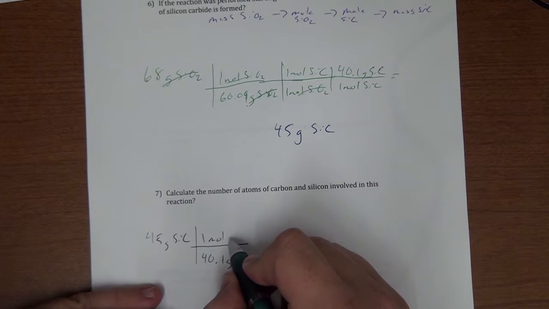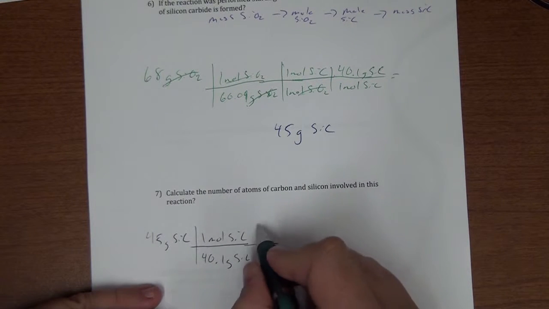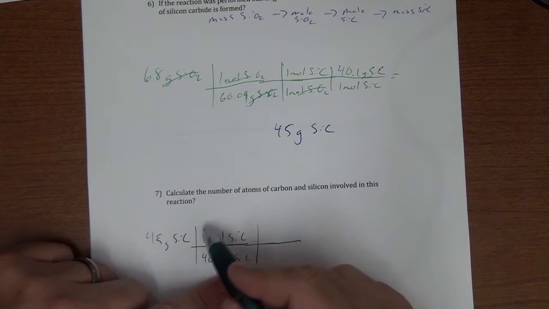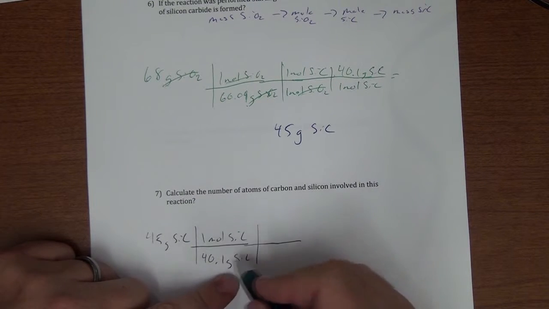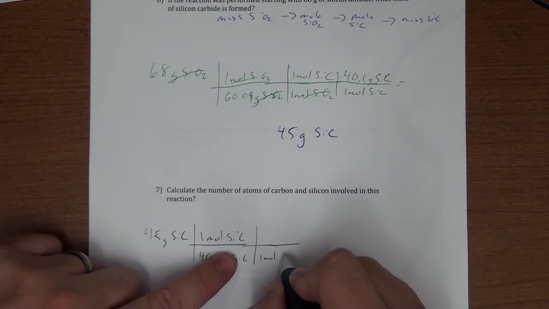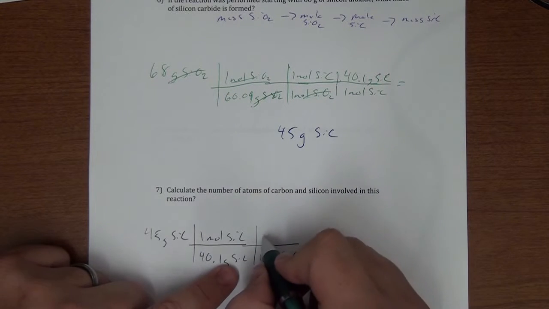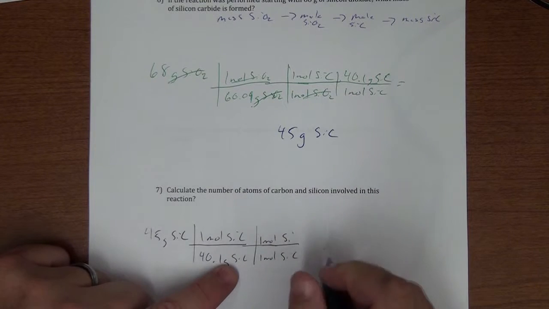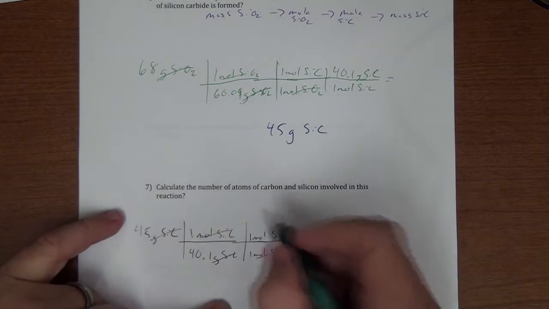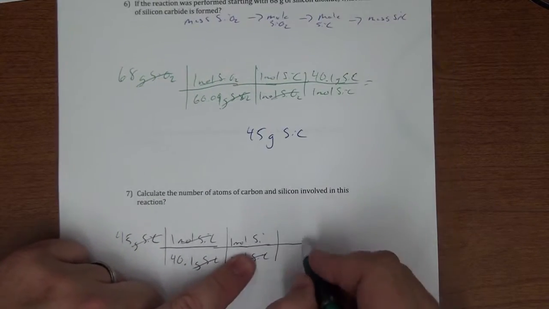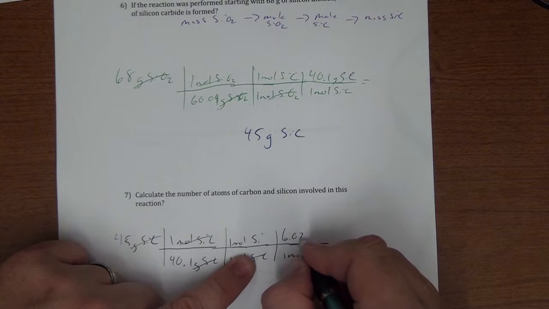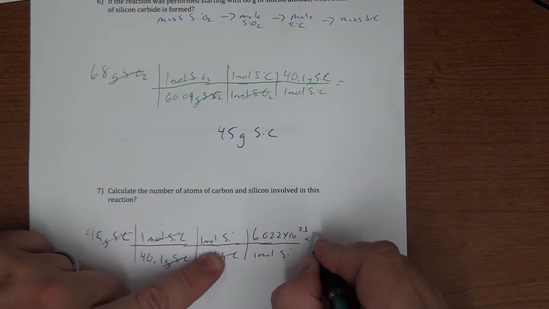So 40.1 grams of silicon carbide gives us 1 mole of silicon carbide. Right? We want a number of atoms, so we have to use the ratio here. We don't want silicon carbide, we want just silicon. So for every 1 mole of silicon carbide, we get 1 mole of silicon. We don't want moles, we want the atoms. So remember, for every 1 mole of silicon, we're going to get 6.022 times 10 to the 23rd atoms of silicon.